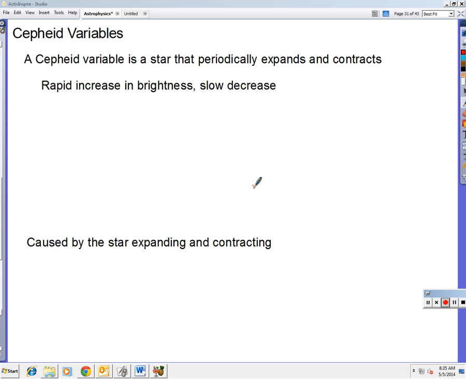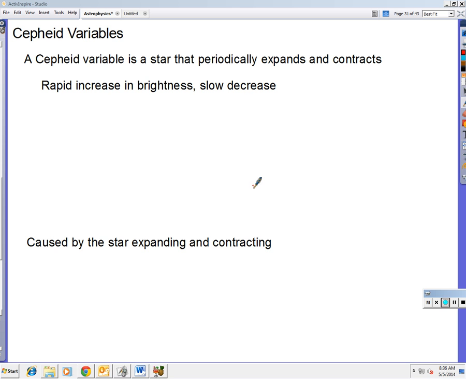Now, variable stars are stars that get dimmer and brighter with time. A Cepheid variable is a particular kind of variable star. And the way we recognize them is that the variation is periodic, meaning, say, right now the star is bright, and over the next, say, 2 weeks, it dims and gets bright again. And then it does exactly the same thing in the next 2 weeks and the 2 weeks after that, and so on. So it's periodic variation.